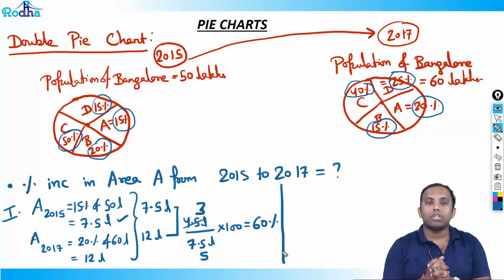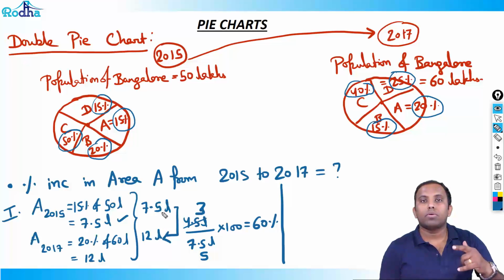Area A population is 7.5 lakhs in 2015 and it is 12 lakhs in 2017. What is the percentage change in these 2 years? 7.5 to 12 lakh. Percentage change is always change upon initial value into 100. Change of 4.5 on 7.5, that is 3 by 5, that is 60%, right?